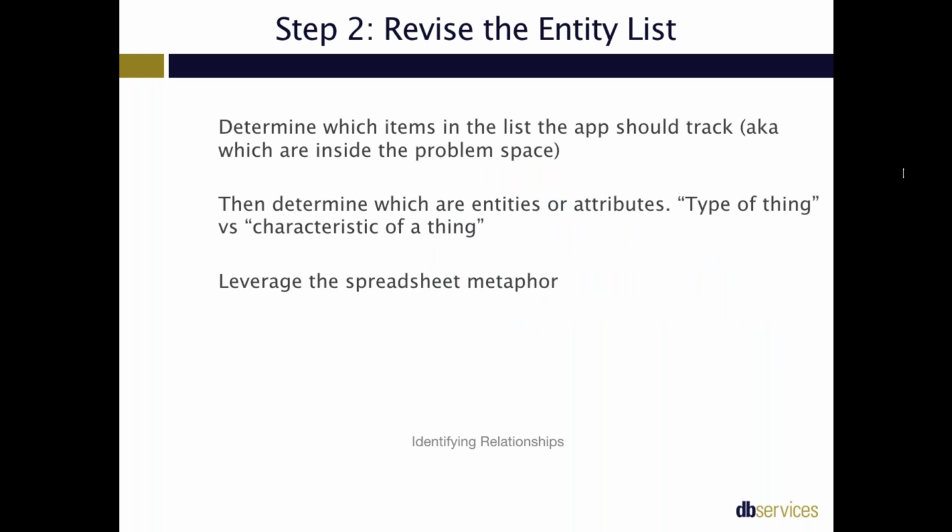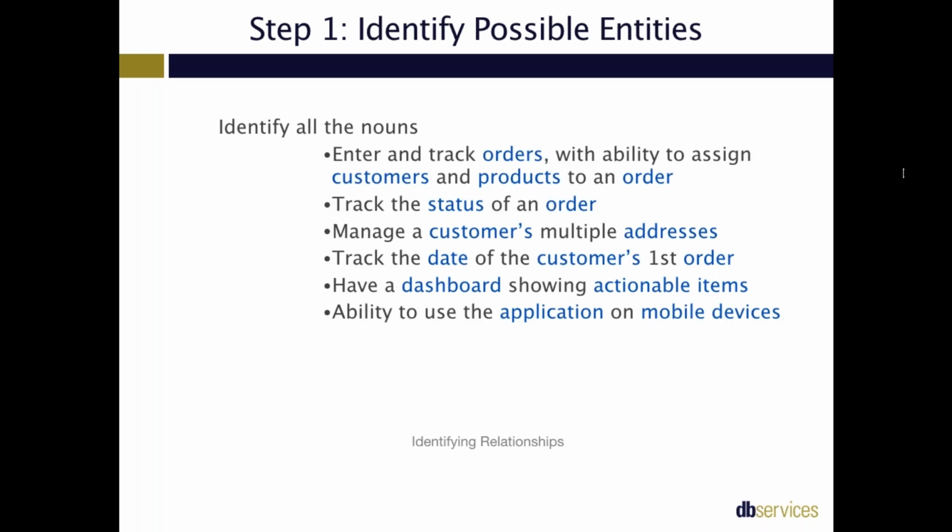Okay, and then once you determine the items that you want to track, you then want to determine which are entities or attributes. Another way to think about entity or attribute is the type of thing is an entity versus the characteristic of that thing that's an attribute. So, for example, if we go back here again, an order is a type of thing, but if you want to track the date of an order, that date is actually a characteristic of that order. So that date would be an attribute of the order.